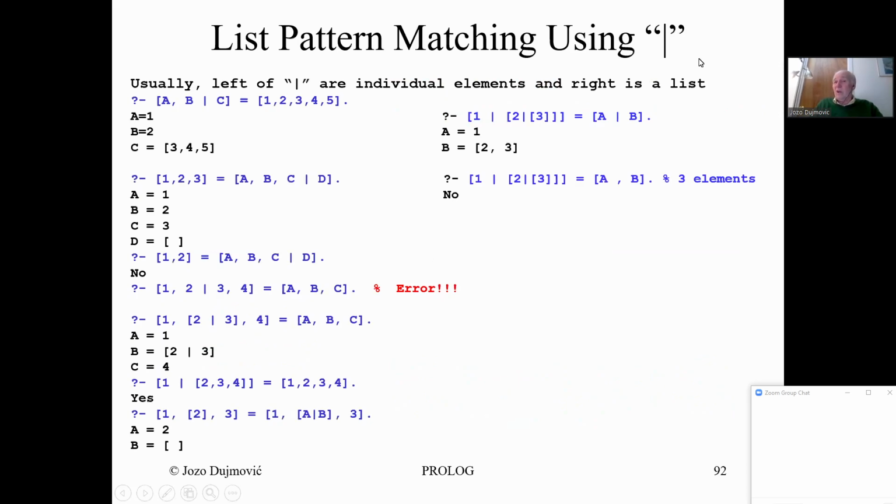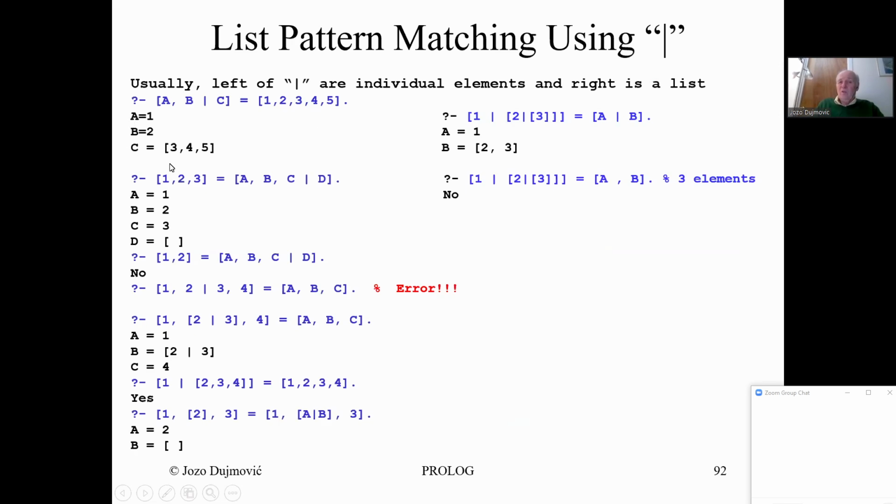We can, of course, use the vertical line for pattern matching between lists. So if you say, I have the list 1, 2, 3, 4, 5, and I want to match that with A, B, and here is sublist C, then A will match the first element 1. B, second, will match the second element 2. And this C is going to match everything that is rest after 1 and 2. So this is 3, 4, 5. Therefore, you are going to get the result A is 1, B is 2, and C is 3, 4, 5.